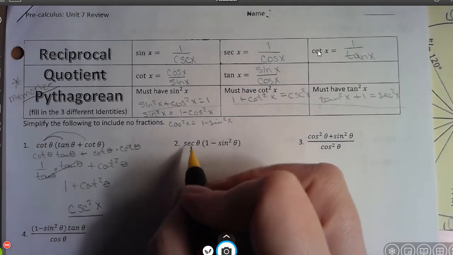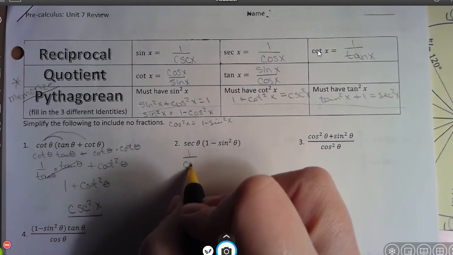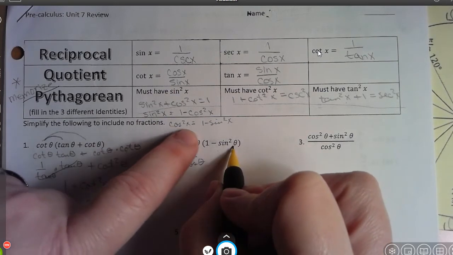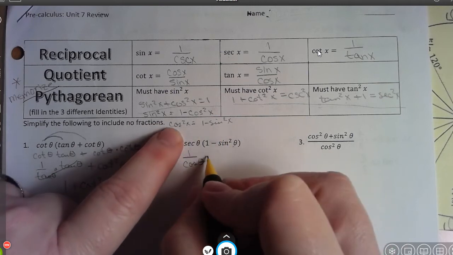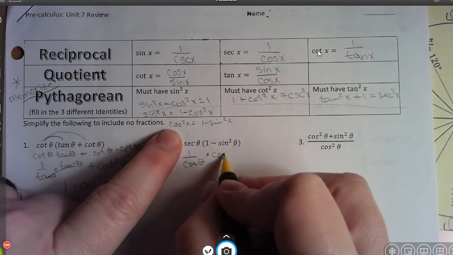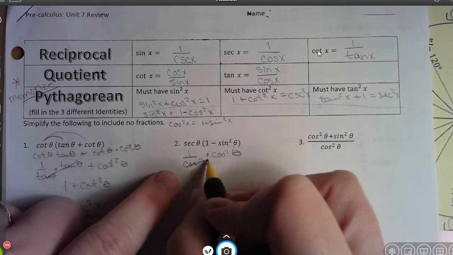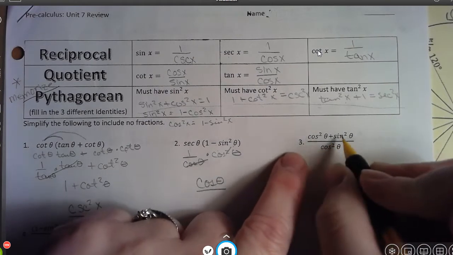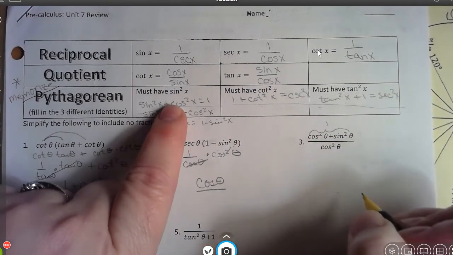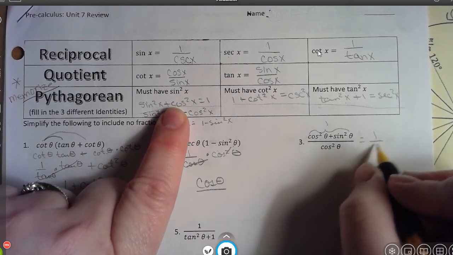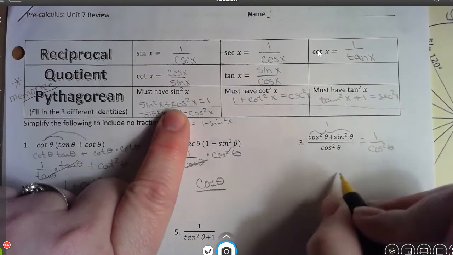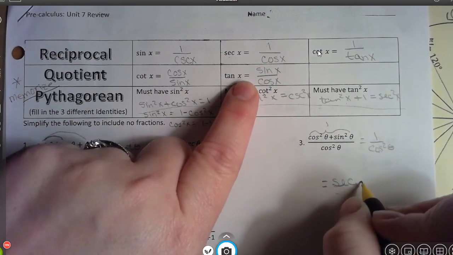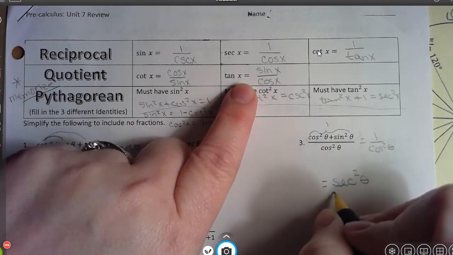All right, secant on this one is 1 over cosine theta. And 1 minus cosine, as I put right here, 1 minus cosine is cosine squared, times cosine squared theta. This cancels with the squared and leaves me just cosine theta. This one becomes 1 from the Pythagorean identity. So this is 1 over cosine squared theta, which 1 over cosine is secant. And it is secant squared.